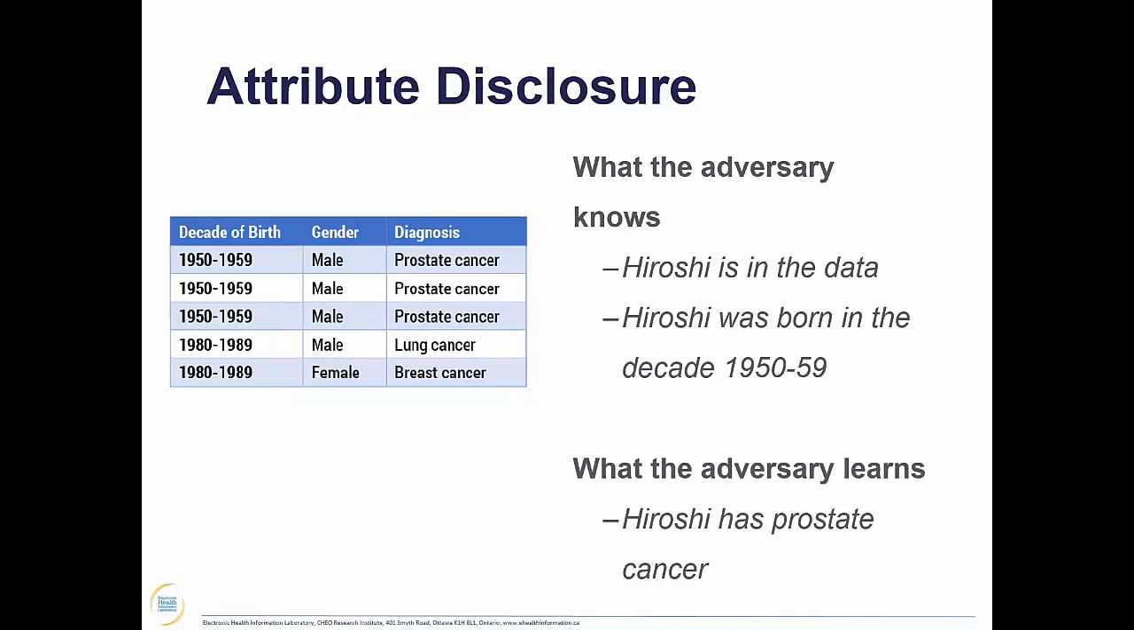Another example is a data set with 5 records, and the adversary knows that Hiroshi is in the data set and that he was born between 1950 and 1959. In this case, there are 3 records that match. So the adversary does not know which record belongs to Hiroshi. It's one of those 3. But he knows that Hiroshi is part of that group. However, the adversary knows from the data that members of that group have been diagnosed with prostate cancer.